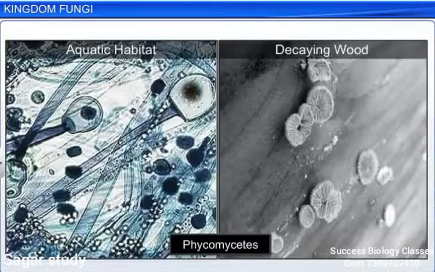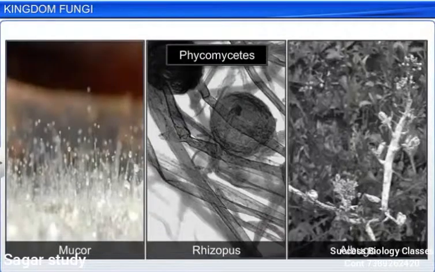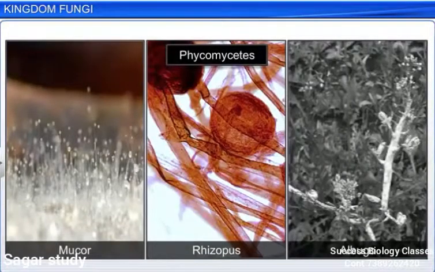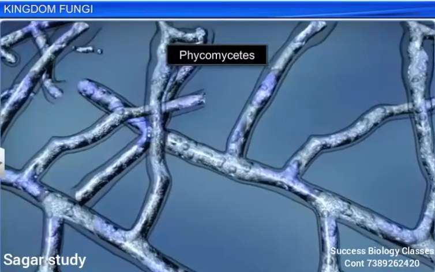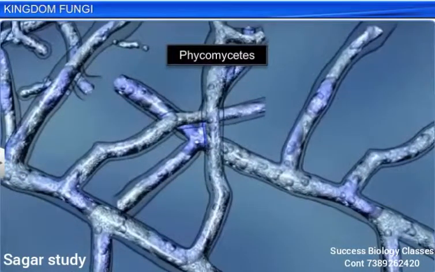Phycomycetes are found in aquatic habitat, decaying wood in moist places, and as obligate parasites on plants. Mucor, Rhizopus, and Albugo are examples of phycomycetes. Phycomycetes have aseptate and cenocytic mycelium.